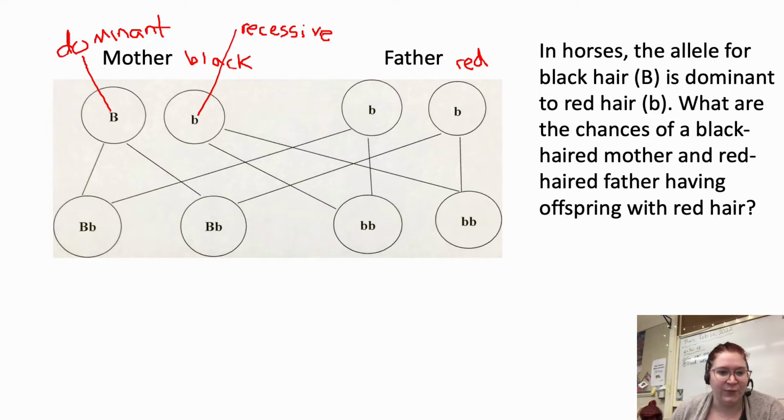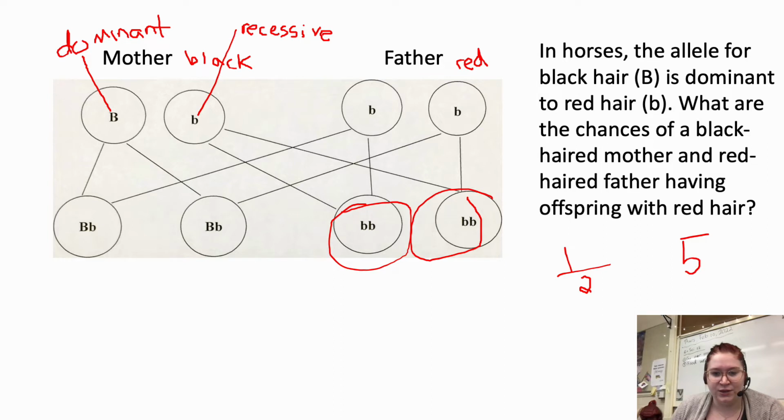So let's look. How many of these offspring have red hair? Not this one, because it has one copy of the big B, black. Not this one. So this one and this one have red hair. So our probability is a 1 in 2 chance, or you can also express it as a percentage and say it's a 50% chance. So we're going to talk a little bit about probability in a couple slides.